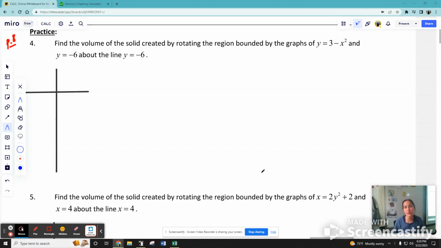Today, the first thing I want to do is get a chance to practice with these volume of solids of revolution problems, specifically the ones that we would have started the other day, where you're revolving a region around a line, like I see on page 8 here in your volume packet, a line that's not the x or the y-axis, some other line, like y equals -6 or x equals 4 as your axis of revolution.